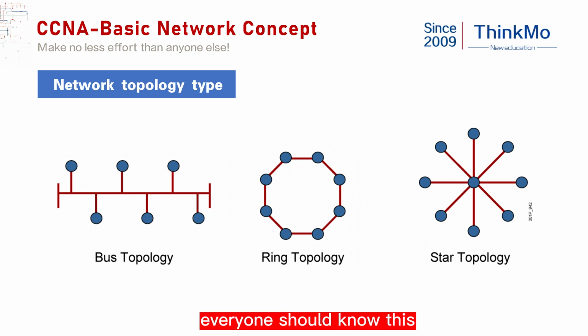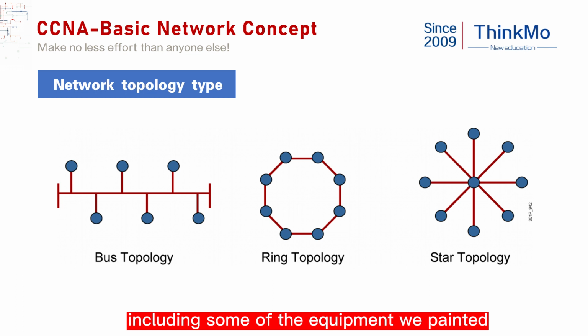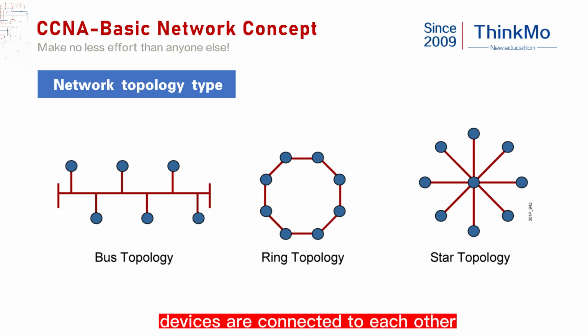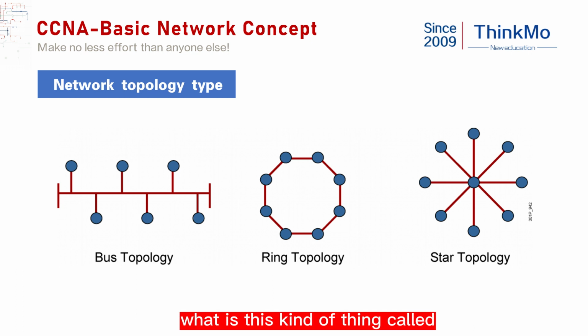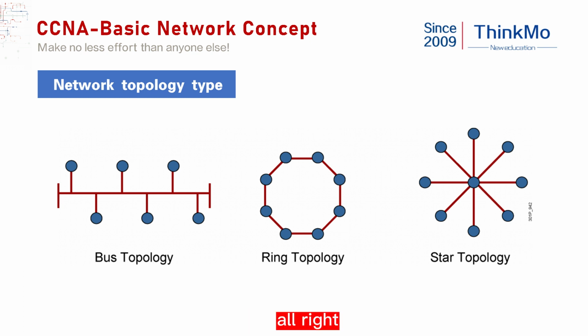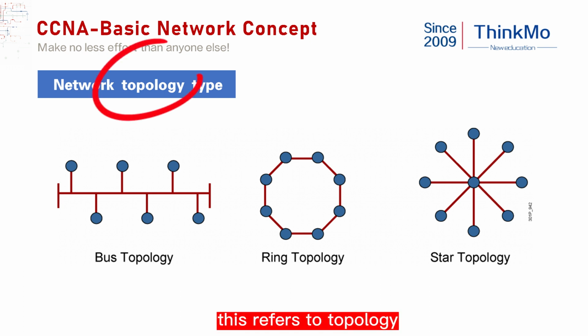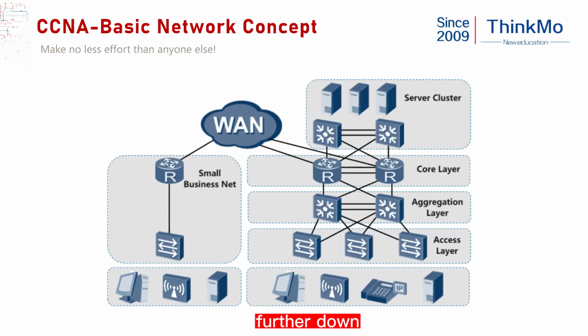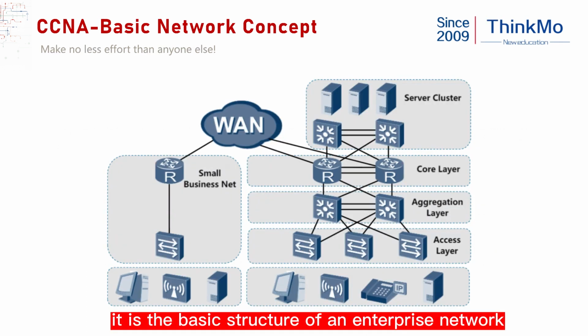Everyone should know this. What we see in the future, including some of the equipment we drew, devices connected to each other, what is this kind of thing called? It's called network topology. All right. This refers to topology. You need to know this word. Further down is the basic structure of an enterprise network.